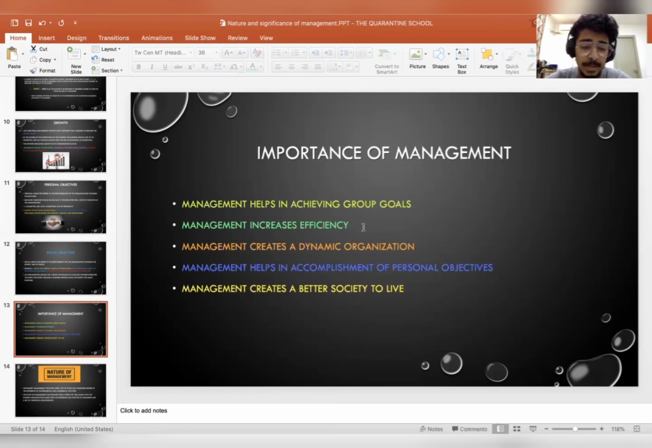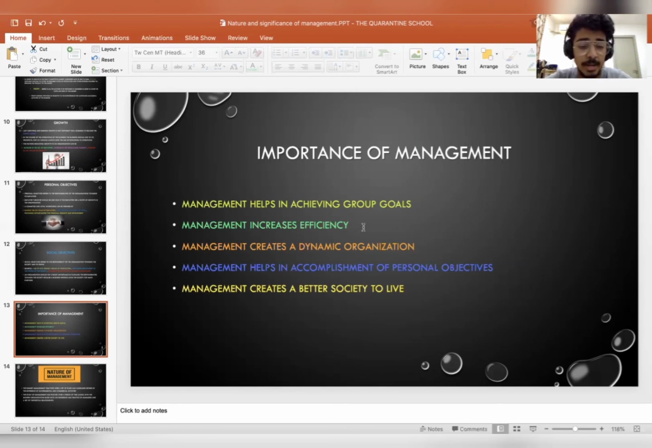The fourth point, management helps in accomplishment of personal objectives. Management sees its members as diverse individuals sometimes, and it has to take care of the workforce by providing them recognition amongst their peers, and by providing them incentives, salaries, and perks. This would help in building a committed and loyal workforce for the business organization.